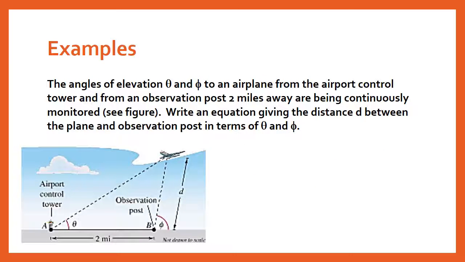Okay, so we have angles of elevation, theta and phi, to an airplane from the control tower and from an observation post 2 miles away. If you look, you see the triangles drawn there. They want you to write D in terms of those two angles. D equals what in terms of those angles? It would be very helpful if you would remember the relationship between exterior angles to a triangle, which is what phi is, and the remote interior angles, the ones on the other side from it. And you can use that to help you in this. So pause the recording, give it a try, and resume to check your answer.